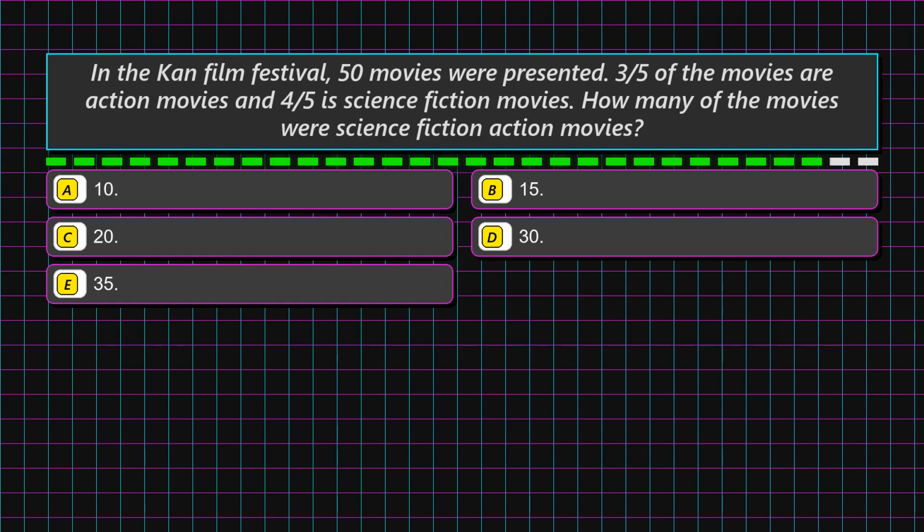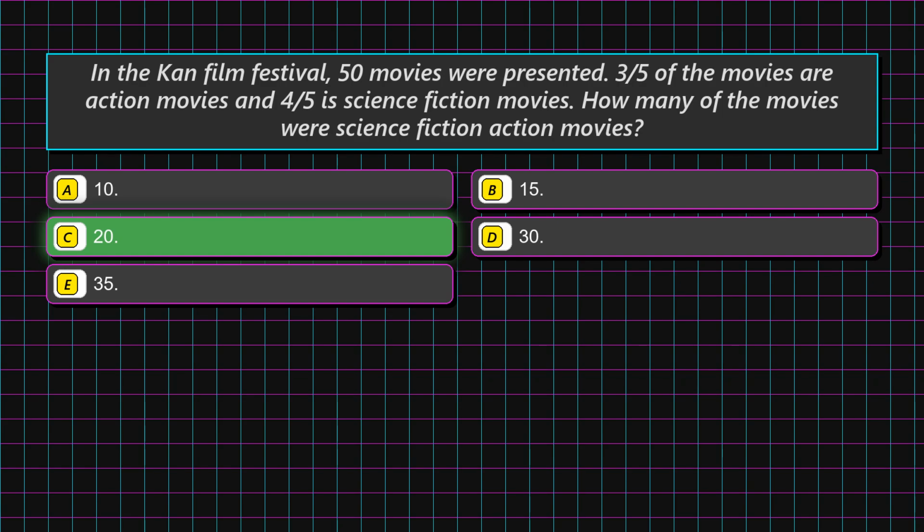Question 4. In the Cannes Film Festival, 50 movies were presented. 3/5 of the movies are action movies and 4/5 is science fiction movies. How many of the movies were science fiction action movies? Option A, 10. Option B, 15. Option C, 20. Option D, 30. Option E, 35.